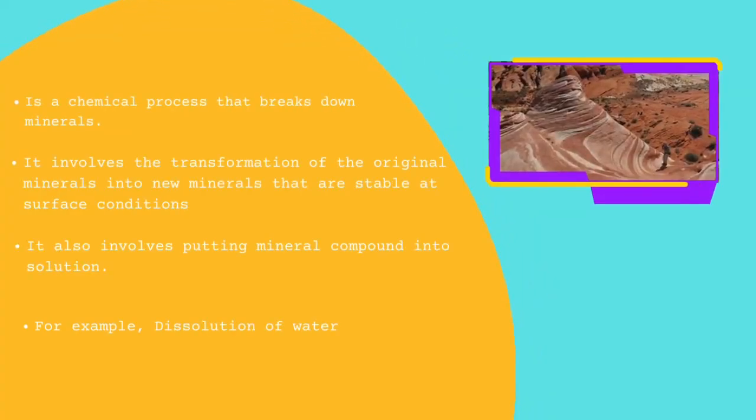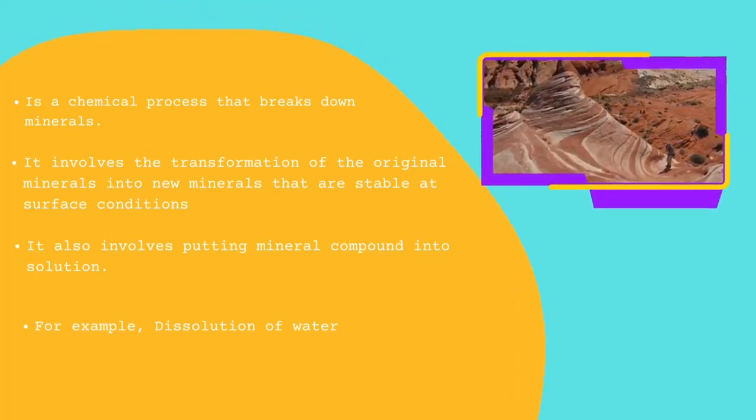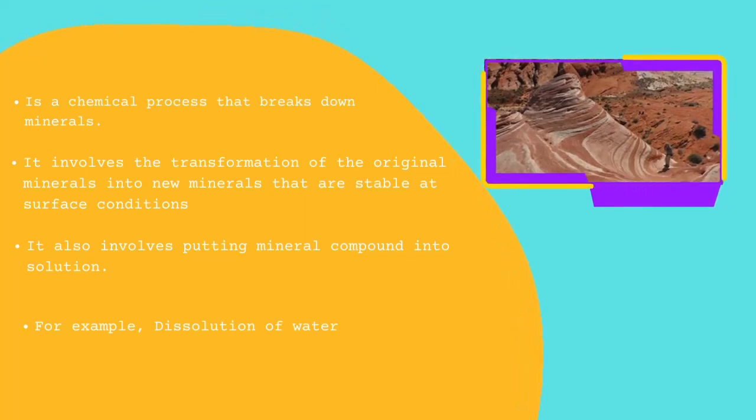Chemical weathering is a chemical process that breaks down minerals. It involves the transformation of the original minerals into new minerals that are stable at surface conditions. It also involves putting mineral compounds into solution, for example, dissolution in water.